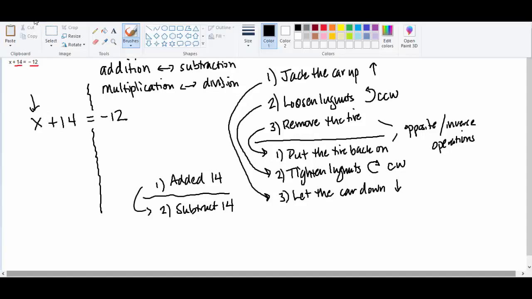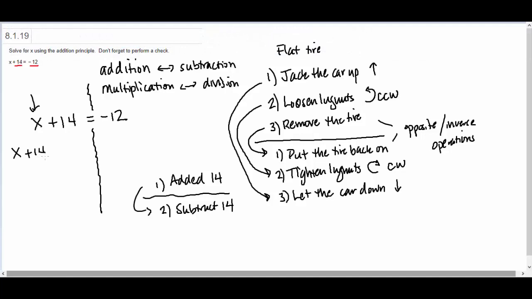So let me write this out another way. I have x plus 14, and I'm going to leave some space. I have my equals, and then negative 12. So algebra's main premise is whatever you do, you can do anything you want to both sides of the equals sign in any math problem, and it's totally legitimate. That's the beauty of algebra.